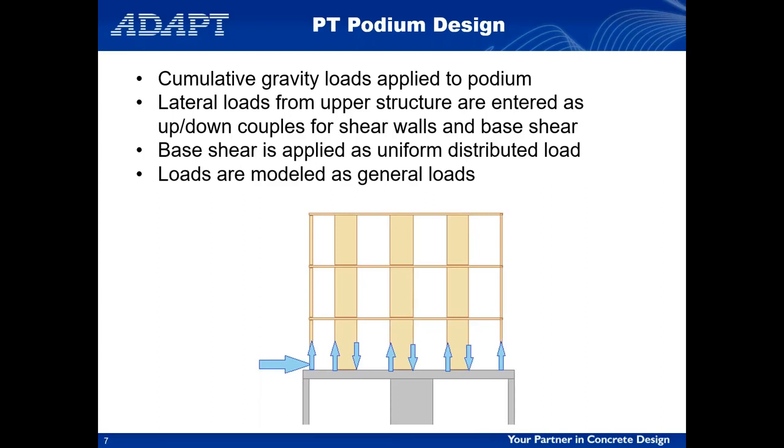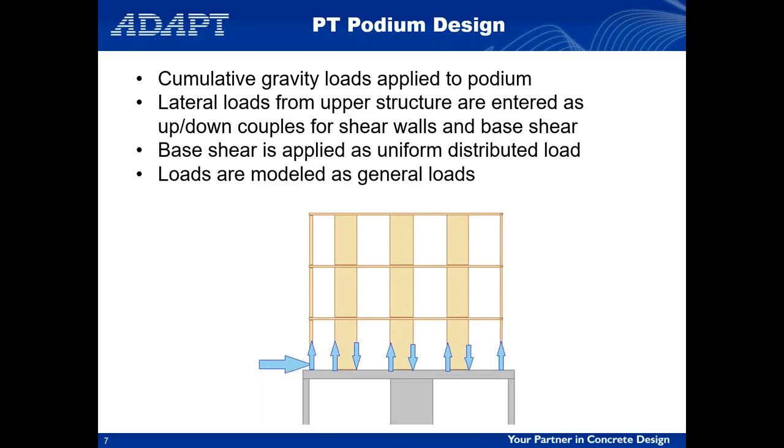We're going to apply the cumulative gravity loads to the top of the podium. The lateral loads are going to be entered as up and down couples, representing the pull up and down forces at the ends of the shear walls. For the base shear, we would typically recommend taking the base shear that you have from the upper structure and just applying that as a distributed uniform load on the structure.